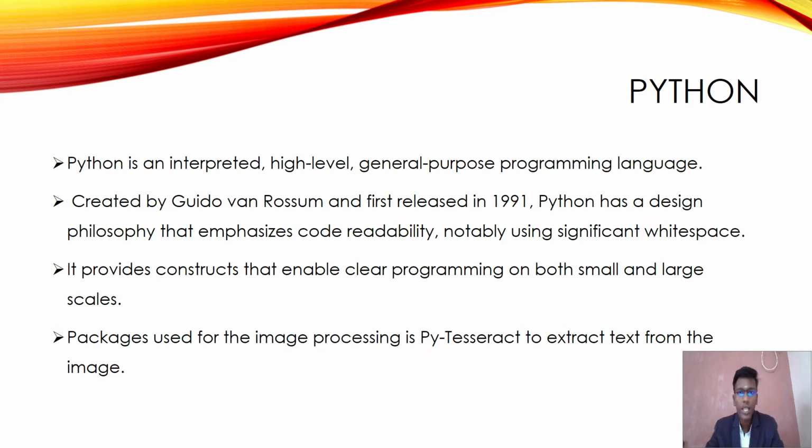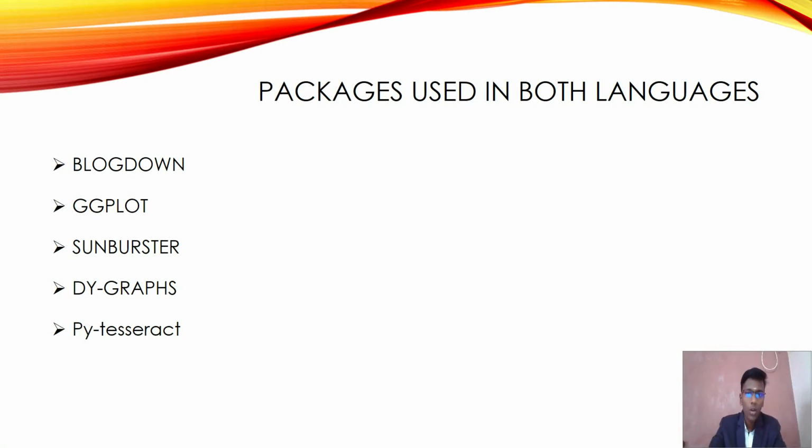The package which I have used in Python is PyTesseract, and the R packages will be listed on the next slide. So as I said, these are the R packages which I have used, and the Python package is the last. In R I have used Blockdown, ggplot, Sunburst, Digraph, and PyTesseract. With the help of these packages, we are using many functions in the program.